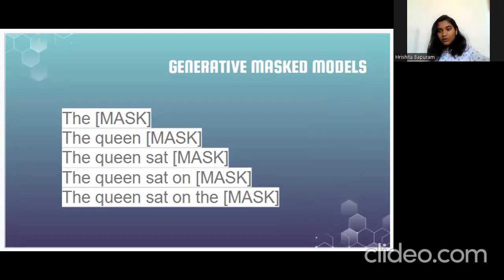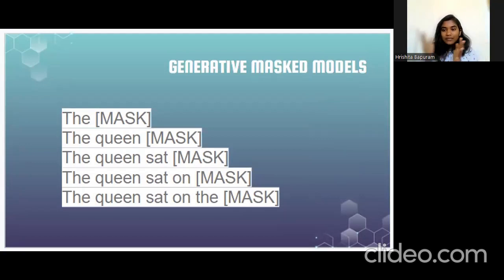With 'the', it can be any word, right? So, the possibilities are endless. And then the next word would be 'queen'. And when 'the queen' comes, again, the possibilities for the next few words reduce, but there are still too many. 'The queen sat', and then that would slowly narrow down, where my options for what the next word would be would start to slim down, and then I would have a proper sentence in place. So that's what the example here is.